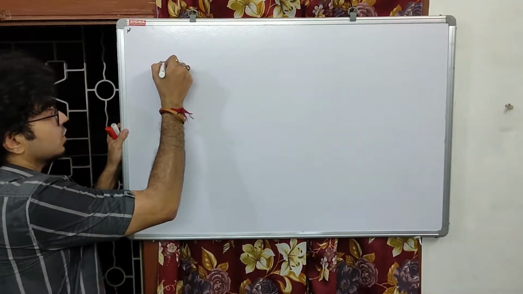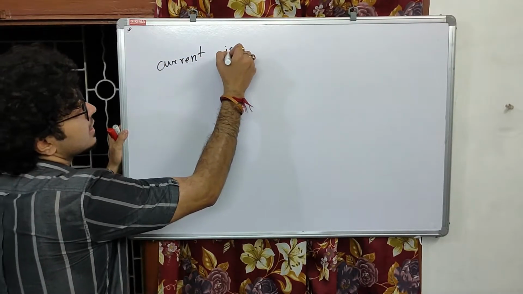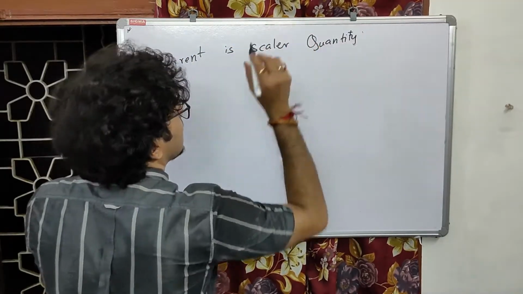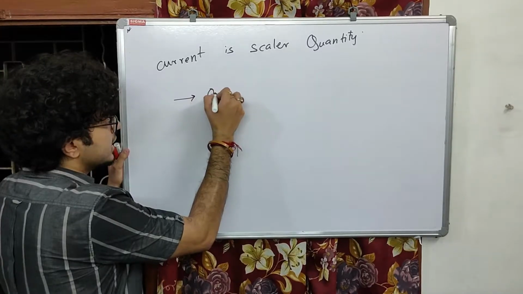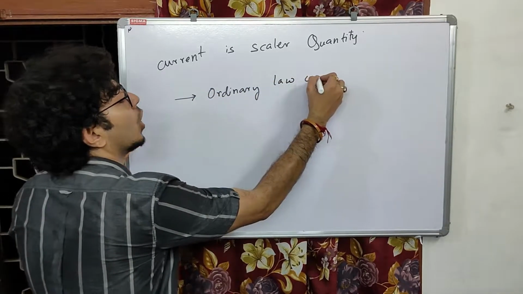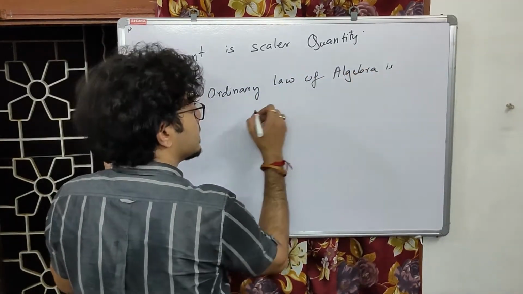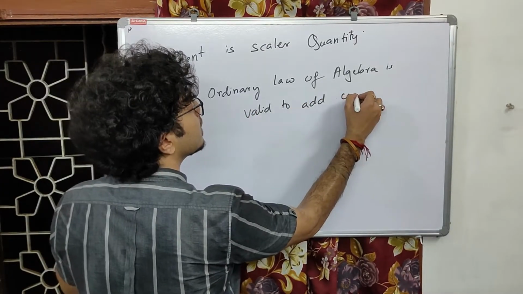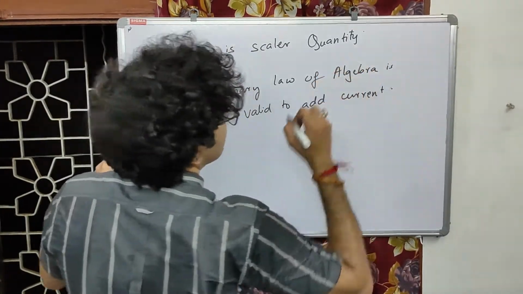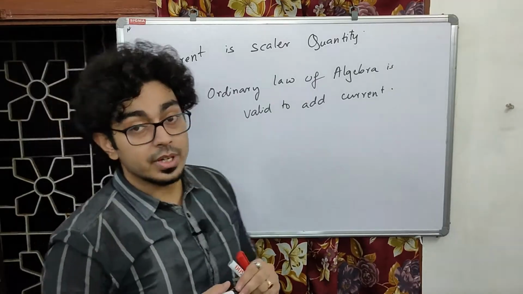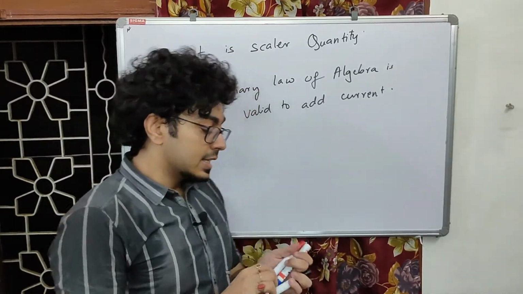Current is a scalar quantity because the ordinary law of algebra is valid to add current. That is why it is a scalar quantity. We can also say it like this.